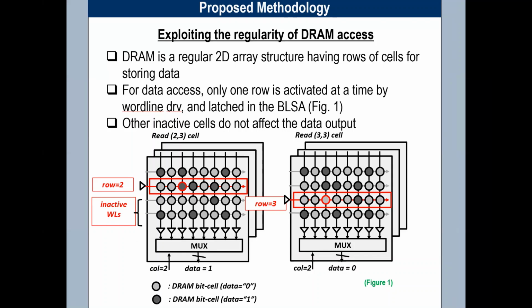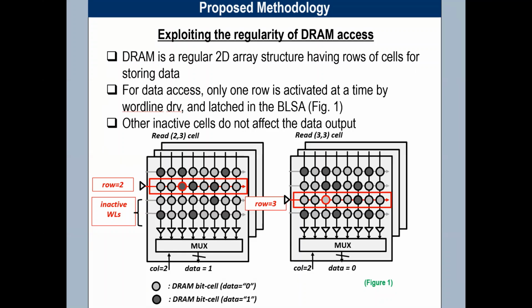We exploited the regularity of DRAM based on several observations. DRAM is a regular 2D array structure having row cells for data storage. So for any data access, only one row is activated at a time by the word line driver, and the sensed data are latched in the binary sense amplifier as shown in the figure. The other inactive cells do not affect the data output.